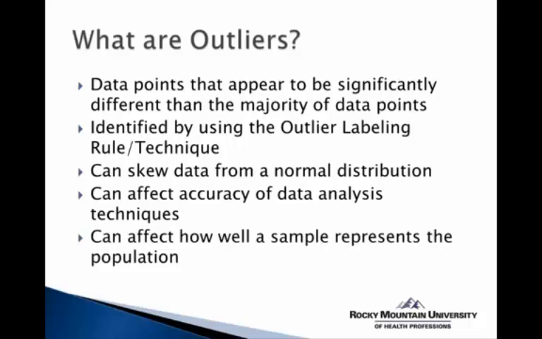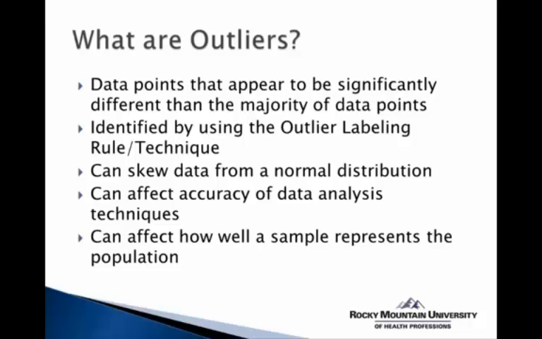This can also affect how well a sample then represents the population. If our sample has some outliers, but these outliers are not typically present in the population, then our sample no longer represents the population, and any inferences that we make during hypothesis testing will be false, and that will then limit the external validity or the generalization of any results that we might have.